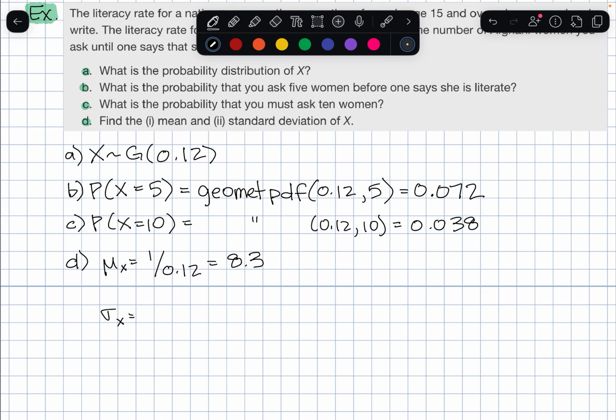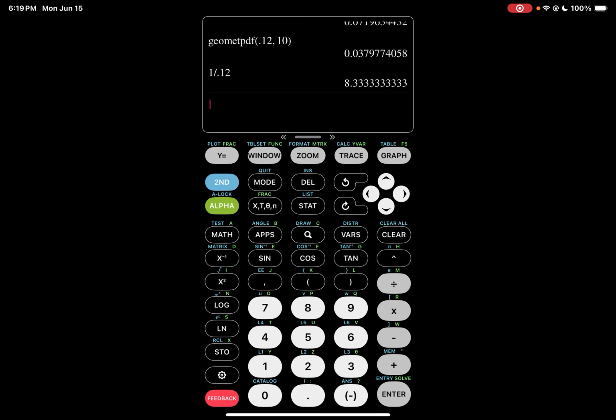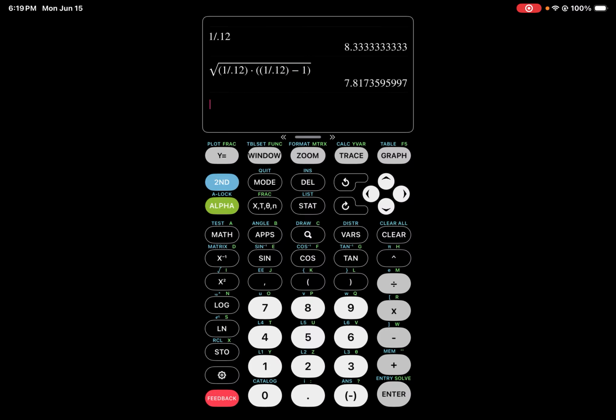For standard deviation, I'm going to do 1 over P times (1 over P minus 1), and I'm going to square root that whole thing. So we'll do that on our fancy calculator. Second square, 1 divided by 0.12, times 1 divided by 0.12 minus 1. And I get 7.8.